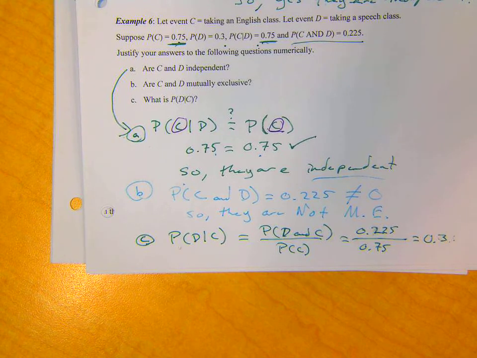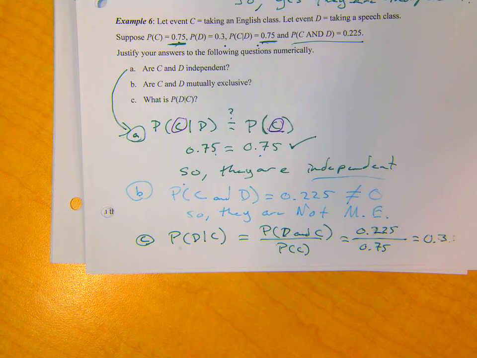Okay. So for C, the probability of taking speech class and English class is 30%? No, the probability of taking a speech class and an English class is actually 22.5%. So this is the probability of somebody taking a speech class, given that we already know they're taking an English class. So it brings my group down, right? Not everybody's taking an English class.